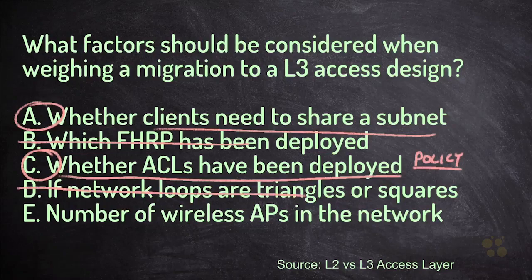And letter E, number of access points to the network. This might have been a factor back in the day before wireless LAN controllers, because access points are Layer 2 in nature, and if we want to roam from AP to AP, then a Layer 2 access layer design would have better fit a wireless roaming scenario. However, now that we tunnel our access points back to our wireless LAN controllers, it's no longer a factor in our decisions, so E is not an option. So A and C are our answers.